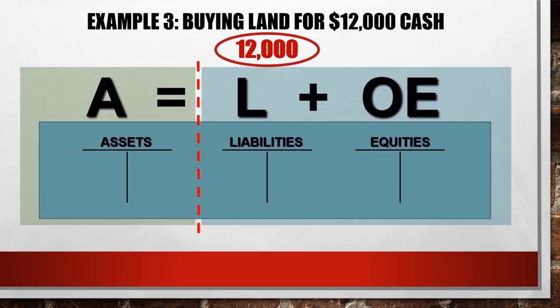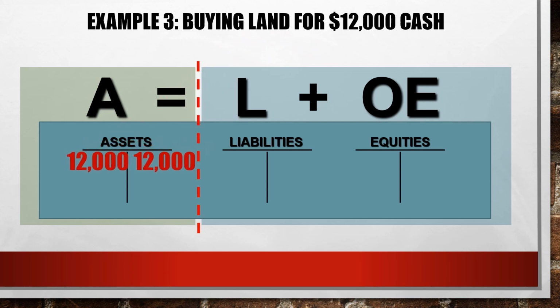In the next transaction, we buy land for $12,000 cash. Because we paid cash, the cash account decreased, and because we got land, the land account increased. But since both accounts are asset accounts, total assets didn't change. The land account is an asset. An increase in an asset account is shown with a debit. The cost of the land, $12,000, is placed on the debit or left side of the ledger account.